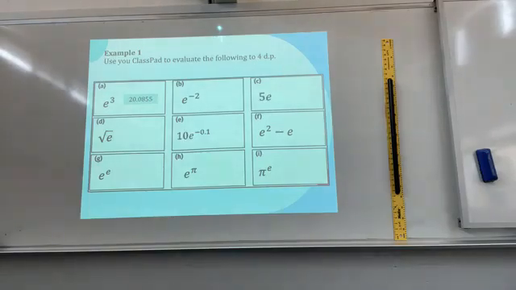Now, that is what I got. E to the power of 3 is just a number. E is just a number, 2.71828 to the power of 3. You should be able to find the square root of E, E to the power of E. Just type in E to the power of E. E to the power of pi, or pi to the power of E. Use the pi in your ClassPad. Pi to the power of E.